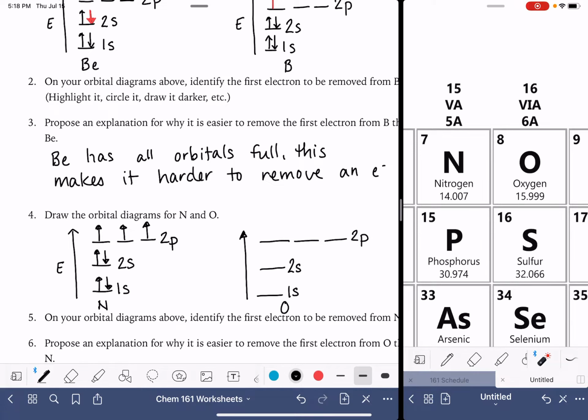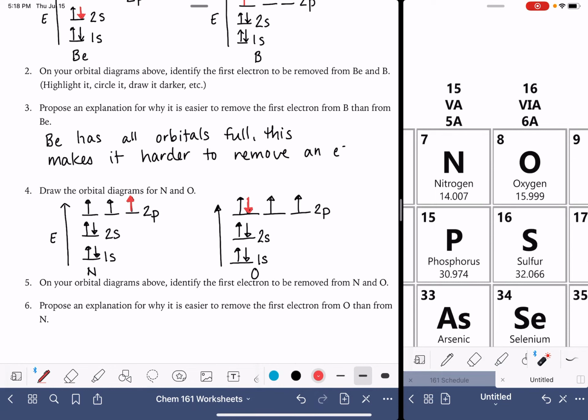This is going to be for oxygen, which has 8 electrons. 1, 2, 3, 4, 5, 6, 7, 8. And again, we're going to highlight the first electron to be removed. The last electron that I drew for each one of these is the first electron to be removed. So that's now in pink.